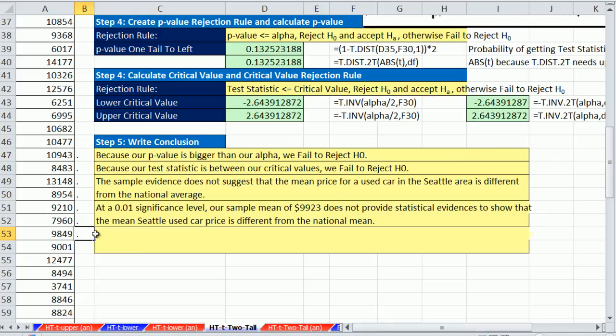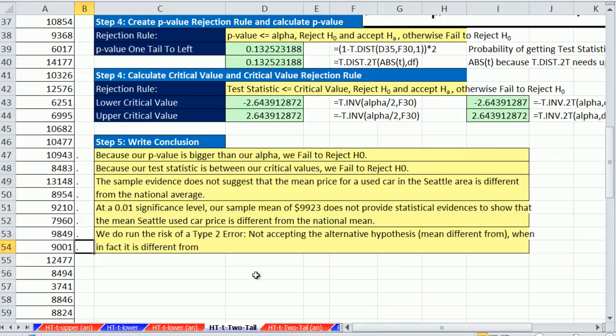And finally, we do run this risk of a type 2 error, not accepting the alternative hypothesis, the mean is different from, when in fact it is different from. All right, so those are the last three videos, three examples of the T distribution and the T functions.